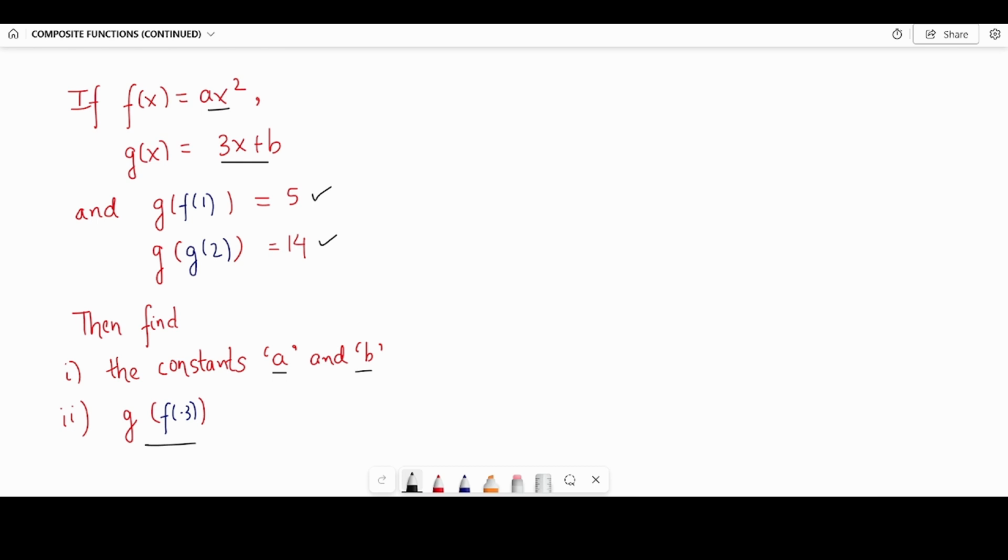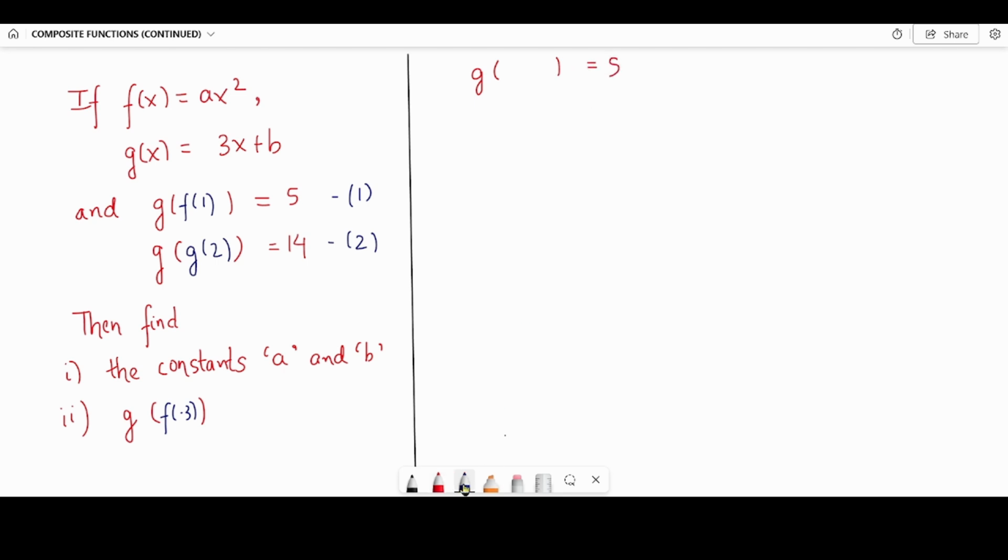Now we are going to look at its solution stepwise. So let's start. To find the answer to part A, we are going to use these two equations. Let me mark the first one as equation number 1 and the second one as equation number 2. Let us start working on the first equation here. So we will do g of f of 1 equals 5. Now in this composite function, it's clear that the input is f of 1. So we need to find its value first of all.